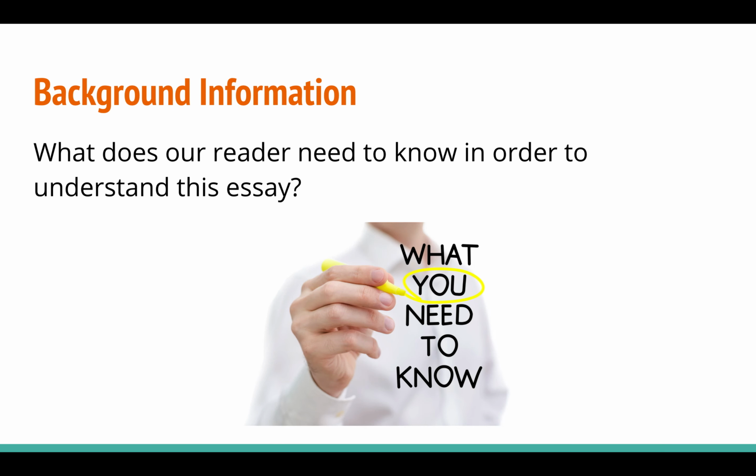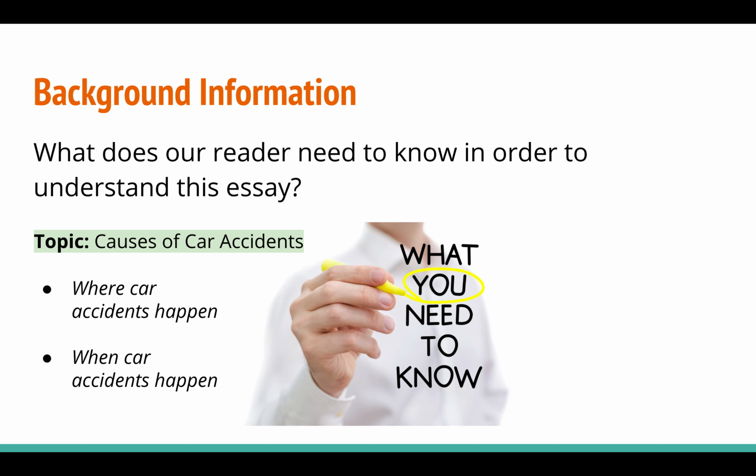After we write a hook, we need to provide our reader with background information, right? We need to tell the reader any information that they need to know or need to remember in order to understand the essay. So again, if our topic is causes of car accidents, I might tell where car accidents happen or when car accidents happen to kind of remind my reader that accidents happen in many places at many times, right? I want my reader to remember that in order to understand the rest of my essay.